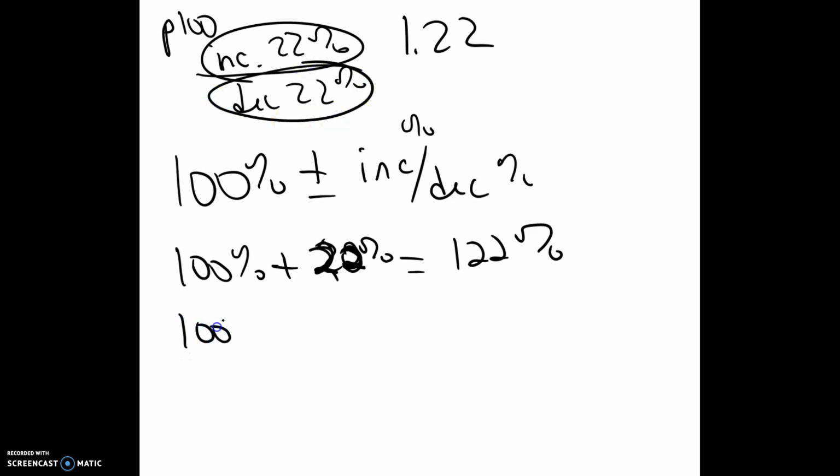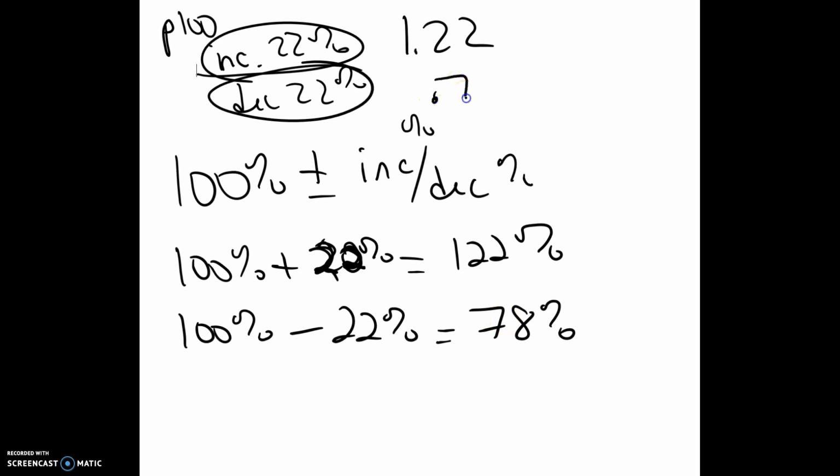Multiplier when you're decreasing: 100%, subtract the 22%, means I'm only keeping 78% of the value. So my multiplier for that would be 78, or 0.78. All right.